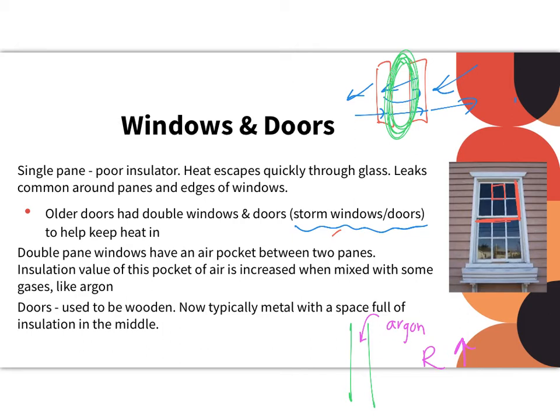Doors used to be wooden, and heat could just transfer through the wood. It was a little bit slower because wood is a natural fiber or material, and it's made out of cells, and so there were some air pockets in it to help with insulation. However, now we typically have a metal door with a space full of insulation in the middle.